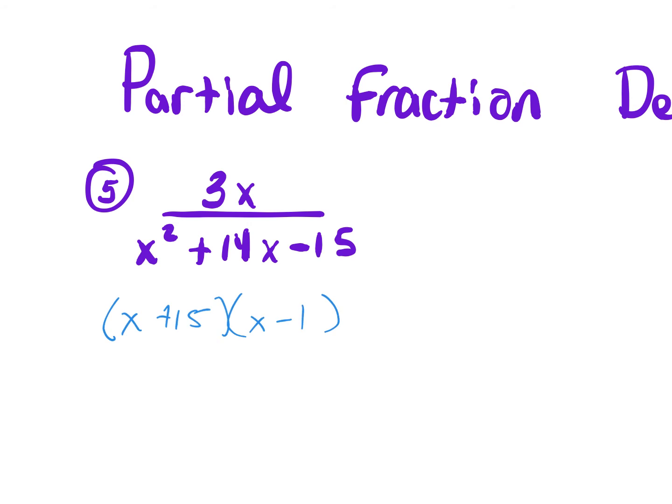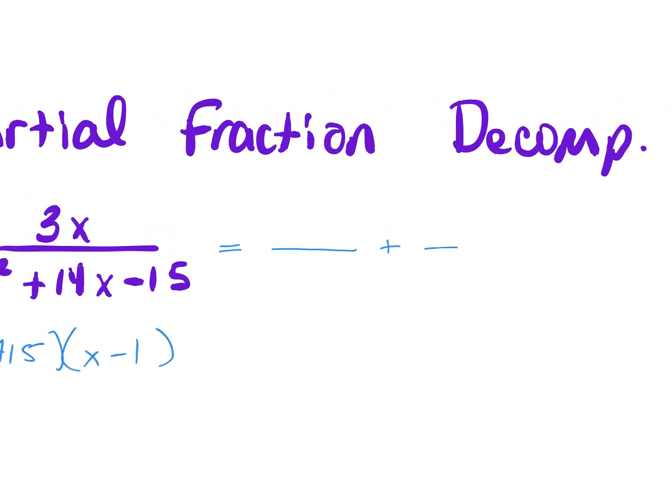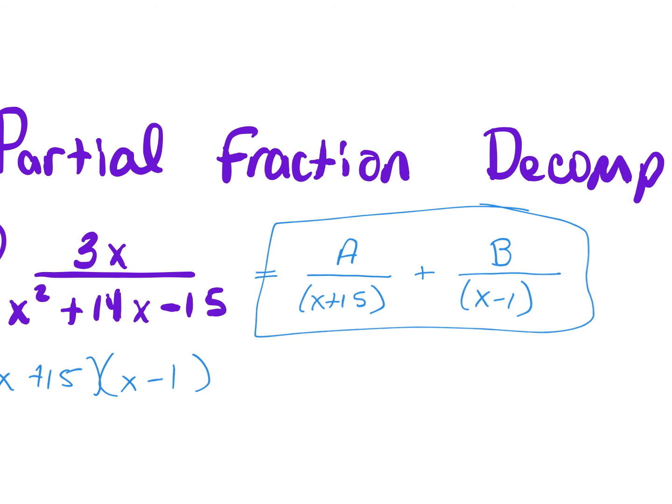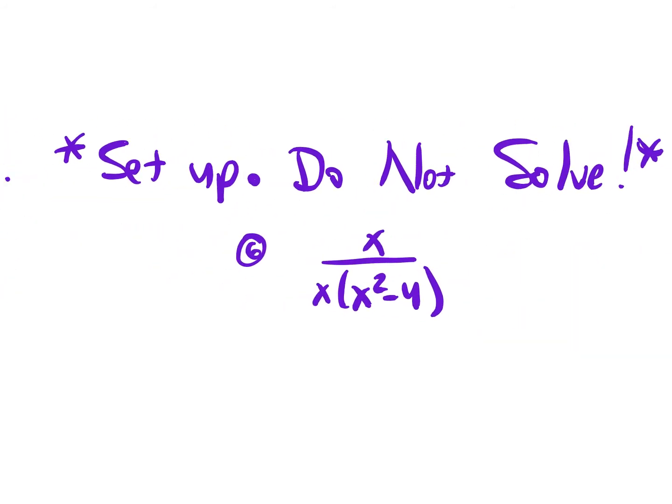Perfect. So how many pieces am I going to break this up into? 2 pieces, right? I have 2 different things in my denominator. So I have x plus 15 and x minus 1. Does not matter if you put x plus 15 first and x minus 1 second, or if you switch them. I'm going to put an A here and a B here, and we're done. That's all you have to do for these ones is set up. This is your setup. We're going to go through and solve one here in just a minute. Questions? Is that all right? Okay.